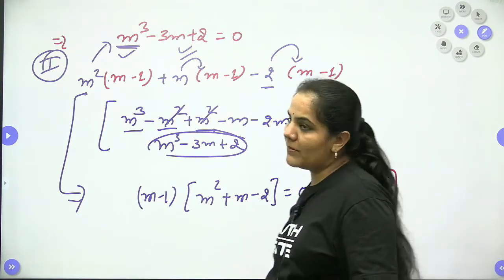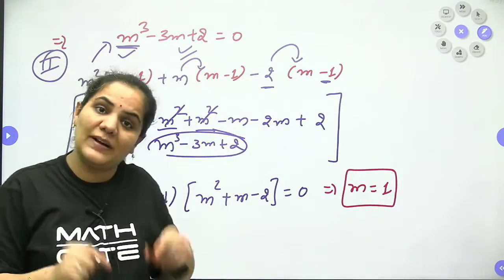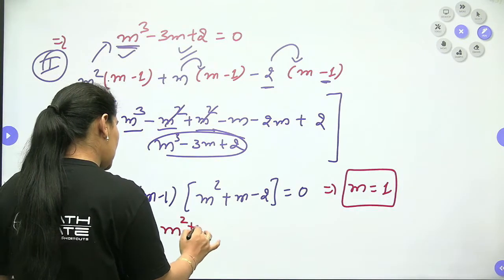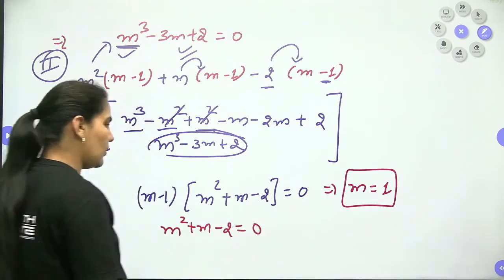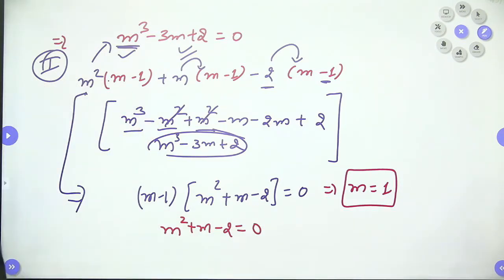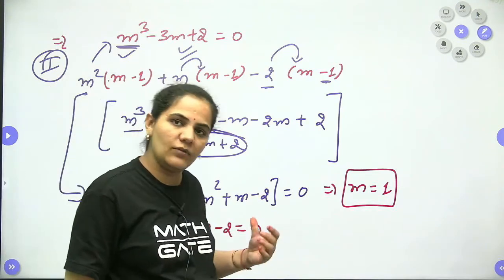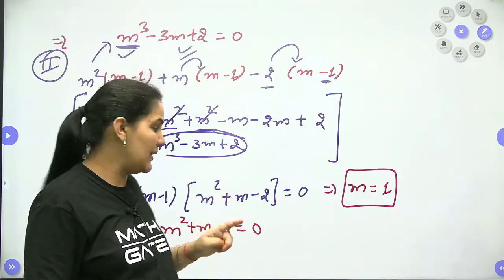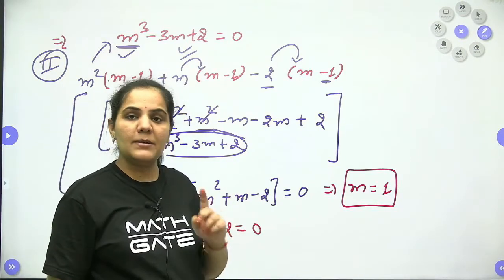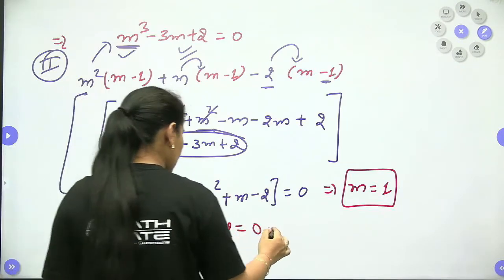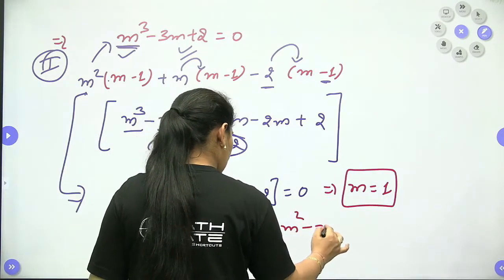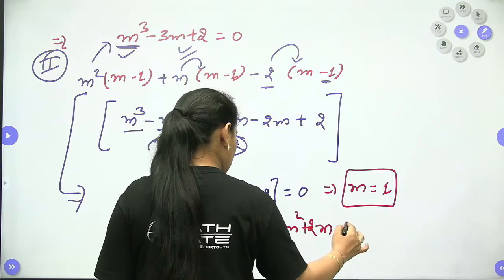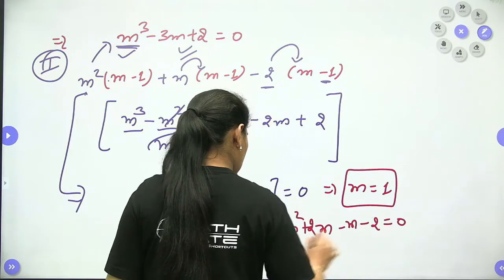Now what about the m square plus m minus 2? We have to factor m square plus m minus 2 is equal to 0. We have to find two values whose multiplication will be minus 2 and whose sum will be plus 1. So we can write m square minus m plus 2m minus 2 is equal to 0.